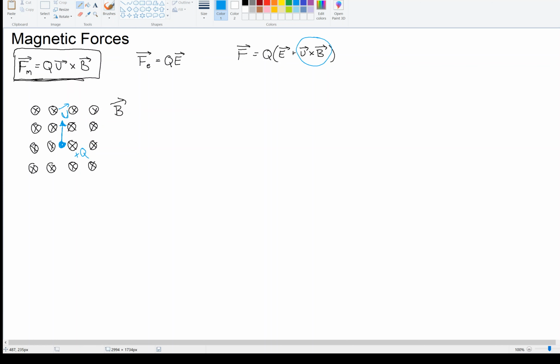So take your right hand, point your fingers in the direction of the first vector, so that would be up. Curl your fingers towards the direction of the second vector, which would be into the page. So if you've done that correctly, your thumb is pointing in the direction of the resultant, and your thumb should be pointing to the left. Again, fingers go up in your right hand, curl into the page, your thumb is pointing to the left. So that's the direction of the magnetic force this way, Fm.